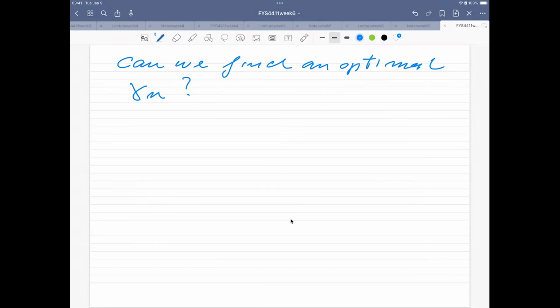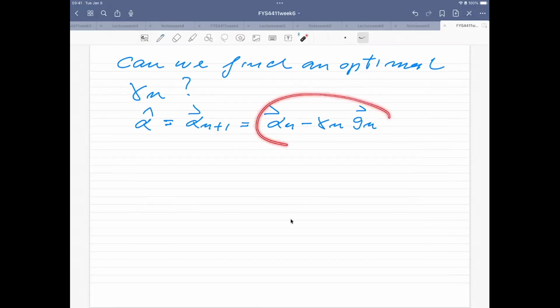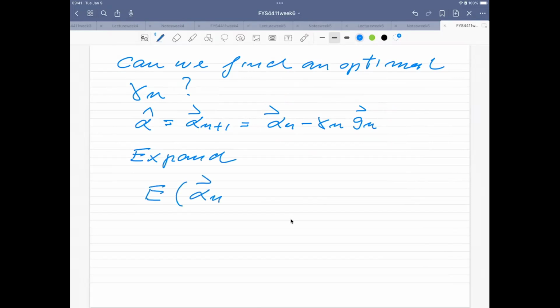So what we could do now is to make another expansion. Since we know that this alpha hat is equal to alpha n plus 1, and this is equal to alpha n minus gamma n times g of n, what we do now is simply perform a Taylor expansion around this one. And that's going to give us a nice expression. So we expand the energy around alpha n minus gamma n times g of n.